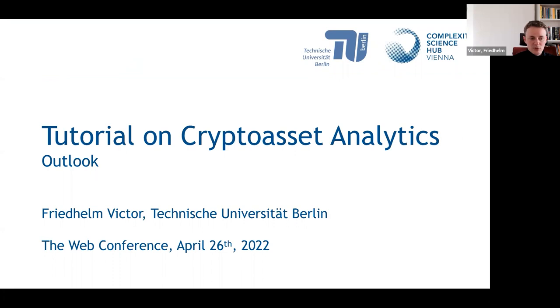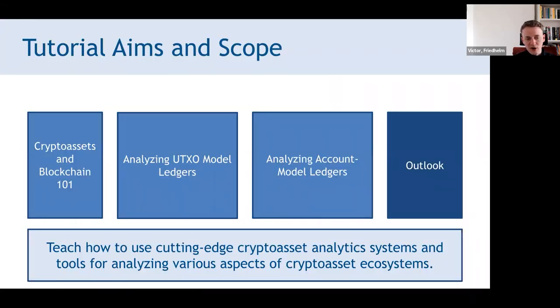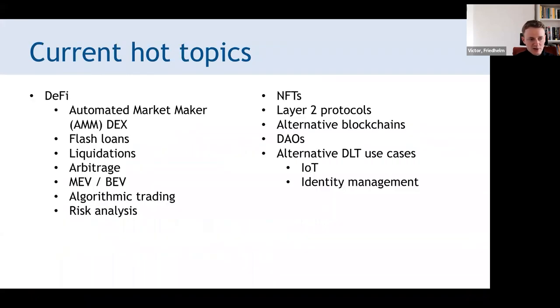We're now at the outlook. The things that we've been showing you are, as we originally introduced, for beginner to intermediate skilled people who want to analyze this. But of course, there are hot topics at the moment of interesting things that can be analyzed and also be published about. I would say the entire decentralized finance space is very interesting. There are automated market makers, decentralized exchanges. There are phenomena like flash loans, liquidations, arbitrage, miner extractable value, algorithmic trading in general.